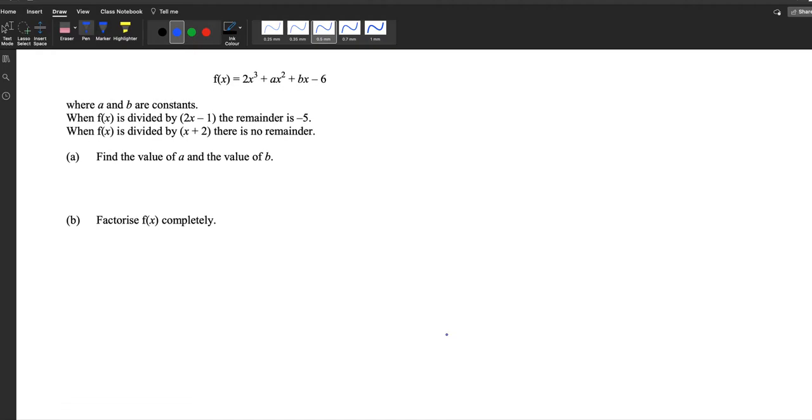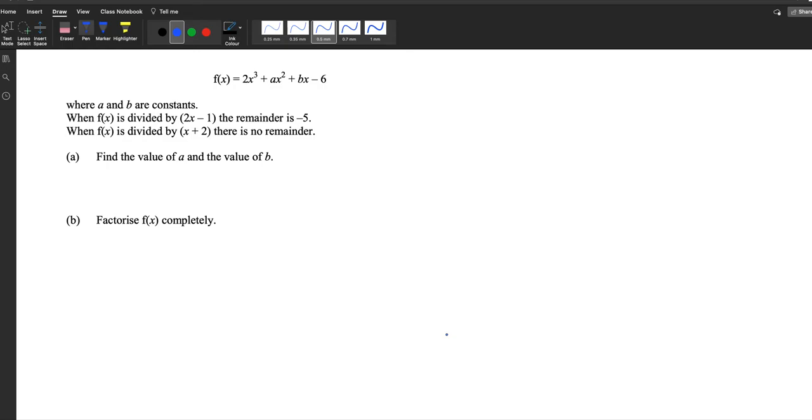Okay, hello guys. In this video, I have a question that pertains to the remainder theorem. Let's go ahead and solve it. So it says f of x equals that, where a and b are constants. When f of x is divided by 2x minus 1, the remainder is minus 5. When f of x is divided by x plus 2, there is no remainder. So we want to find the values of a and b.